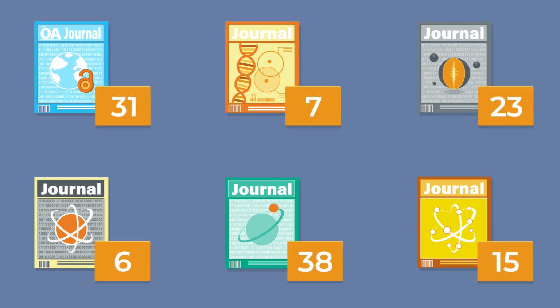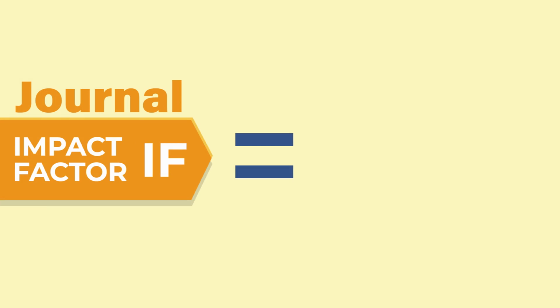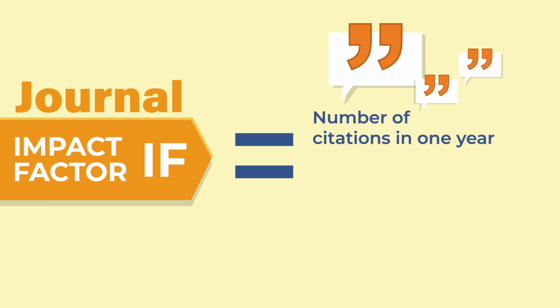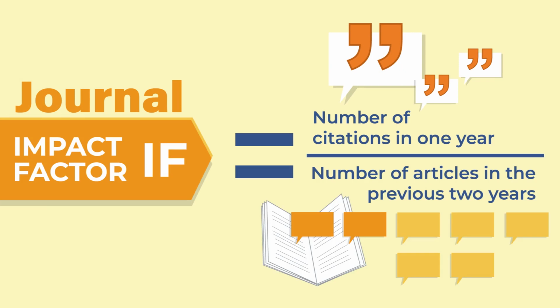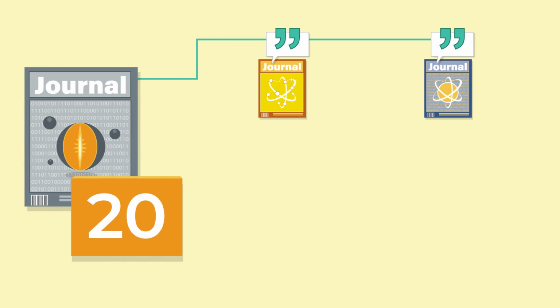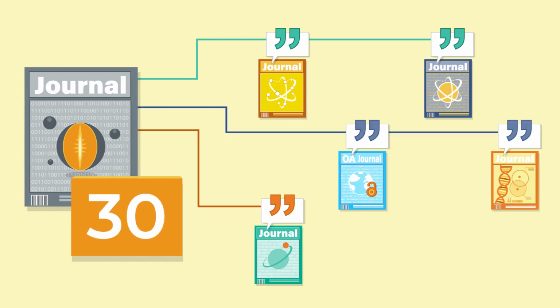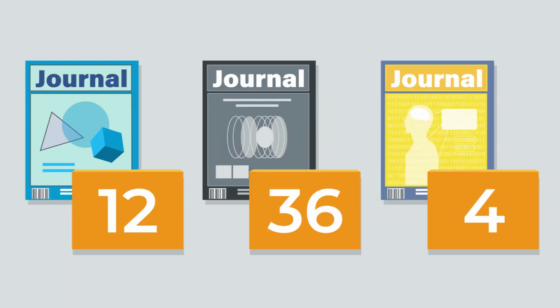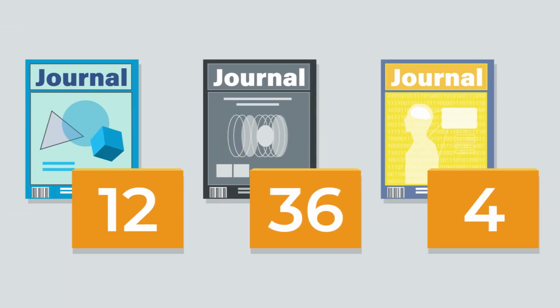The impact factor is a metric used to measure the impact and thus the relevance of a scientific journal. It is calculated by dividing the number of citations in 1 year by the number of articles in the previous 2 years. This means that if the articles of one journal are cited frequently, the impact factor of the journal will increase. Originally, the impact factor was meant as an indicator to assist librarians in choosing journals for acquisition.